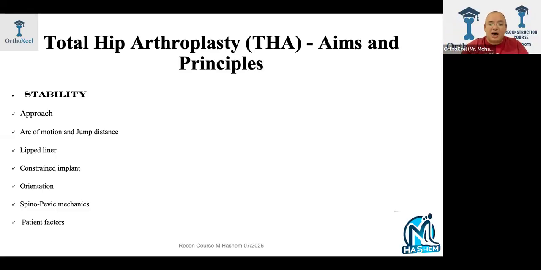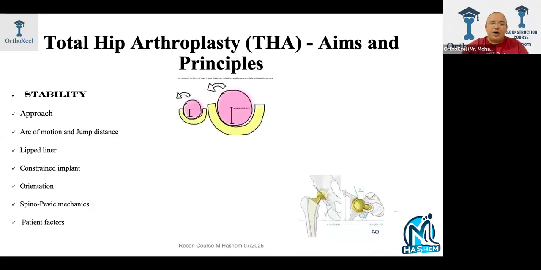Number two after the approach is the arc of motion and jump distance. If you understand the idea of jump distance and arc of motion, if you put a large head on a large cup, the arc of motion of this head before it comes out of the cup is big, because it depends on the equator of this head. So if your head is big, this gives you a big arc of motion before the head will come out of the socket or the cup. So it gives you a better range of motion and more stability.